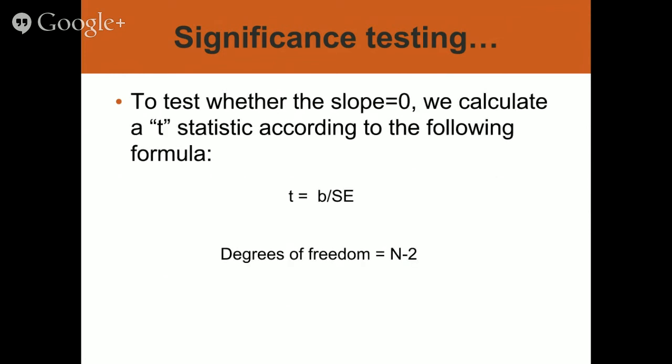Okay, so to test whether or not the slope is statistically equal to 0, we're going to compute a t statistic, and we do so according to this formula. Very simple. The t is just our slope that we just computed divided by the standard error that we just learned how to compute. And we want to keep in mind that the degrees of freedom for looking up in the back of the book is n minus 2, because we always look stuff up in the back of the book. That's what we do here.